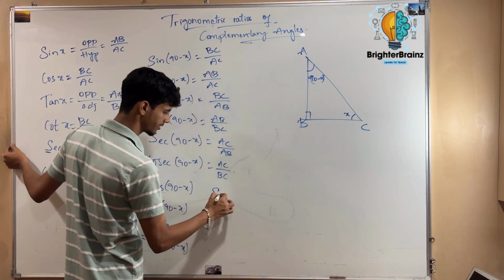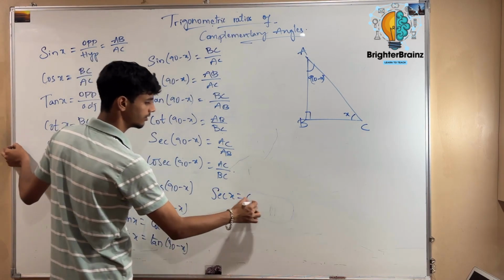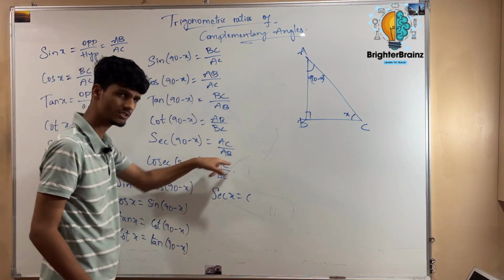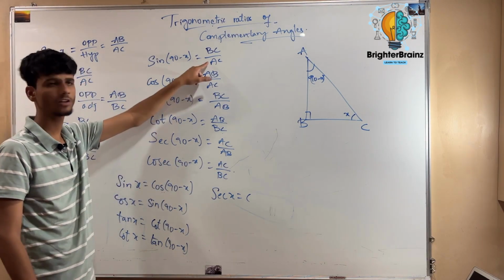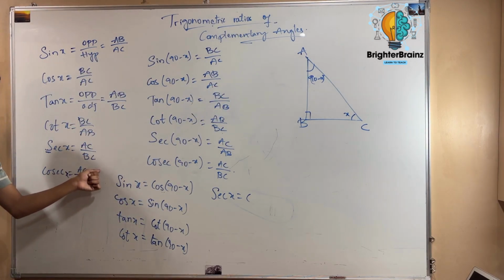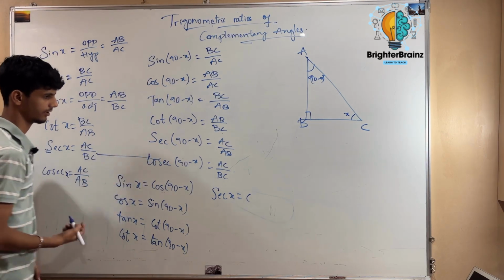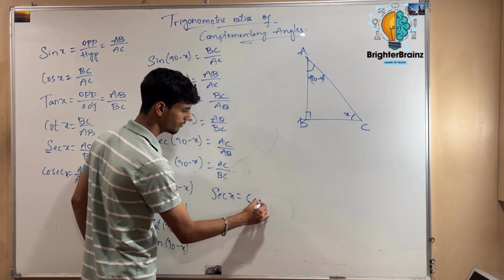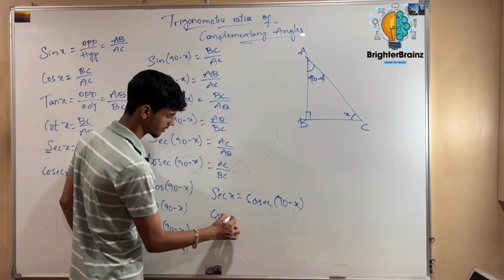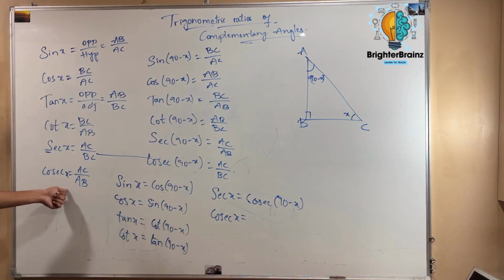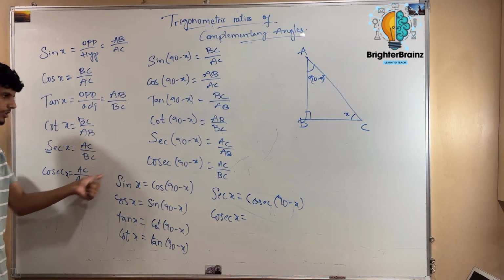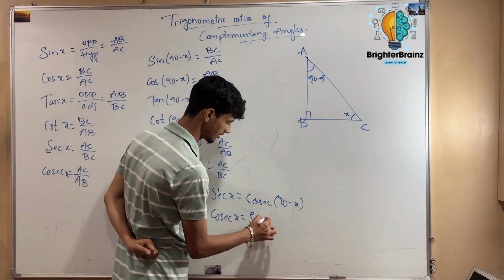Next, secant x is AC by BC. How can it become cos? Cos is AB by AC, right? Here we have secant as AC by BC, so this and this are matching, AC by BC, that is cosecant of 90 minus x. Next, cosecant x is AC by AB. For which ratio is it matching? Secant of 90 minus x.